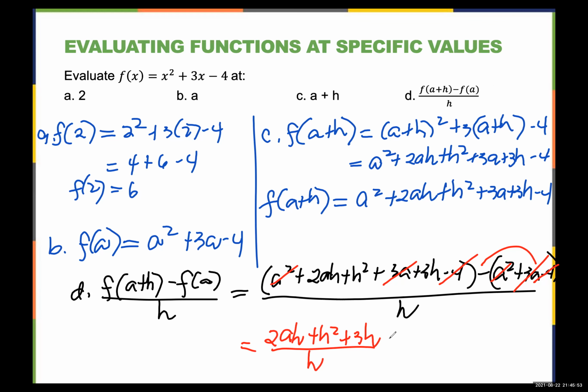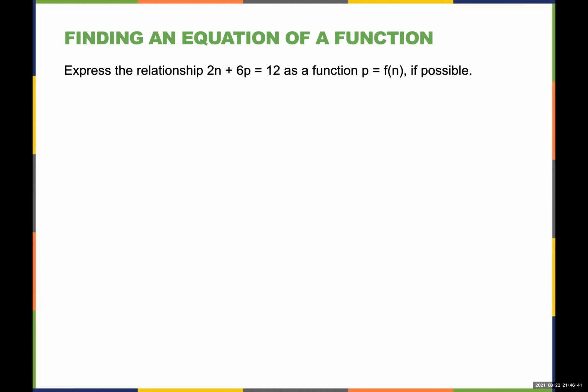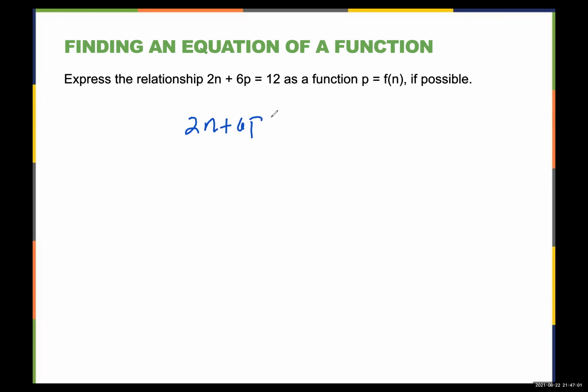Next one. Express the relationship 2n plus 6p equals 12 as a function p equals f of n, if possible. So 2n plus 6p is equal to 12. We need to write this relationship where p is a function of n, meaning we want to write this as p equals. So we want to isolate p. To do that, we subtract 2n from both sides. 6p is equal to 12 minus 2n. And then we divide by 6 on both sides.